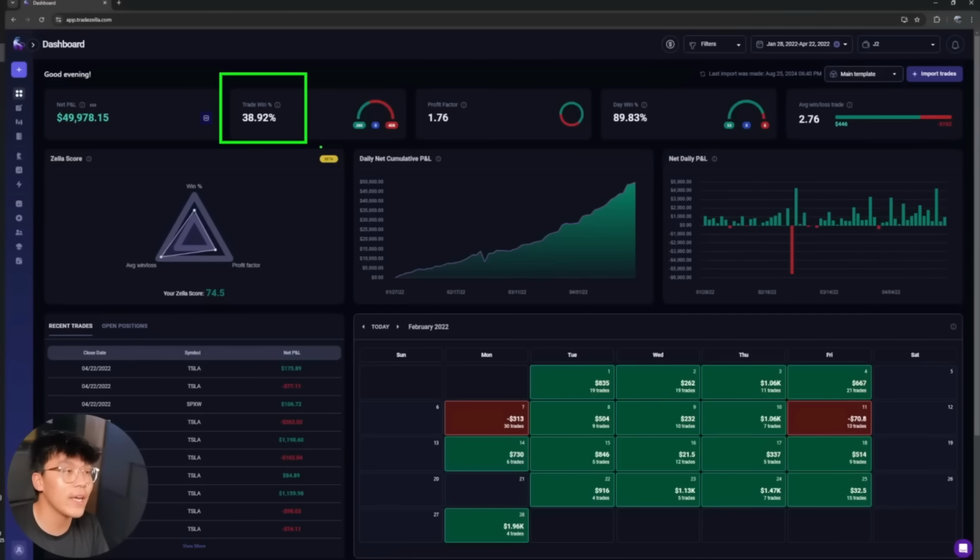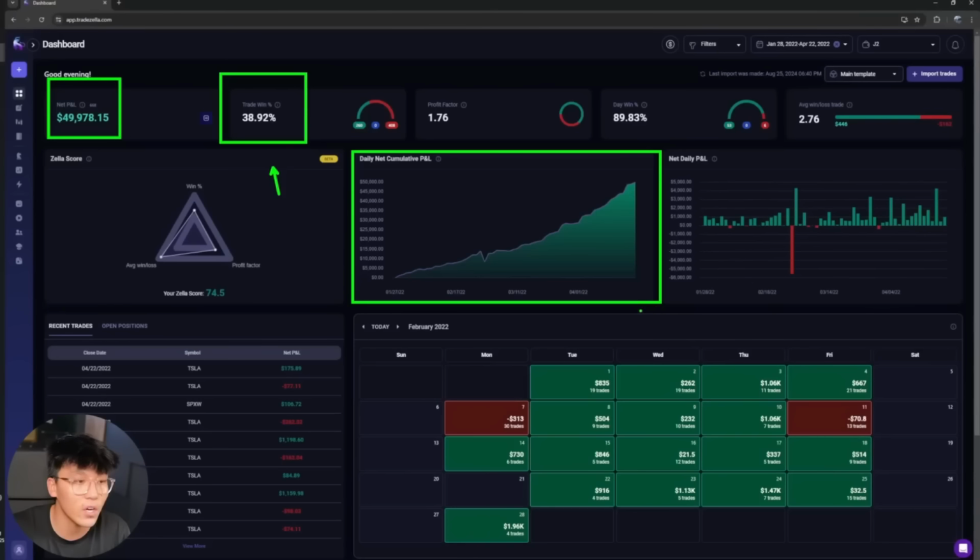You need to have a high win rate in order to become a profitable trader, and this is just not true. As you can see right here, I had a 38% win rate, and I ended up making over $50,000 with very minimal drawdown, as you can see right here. And I ended up doing this with around a 40% win rate.